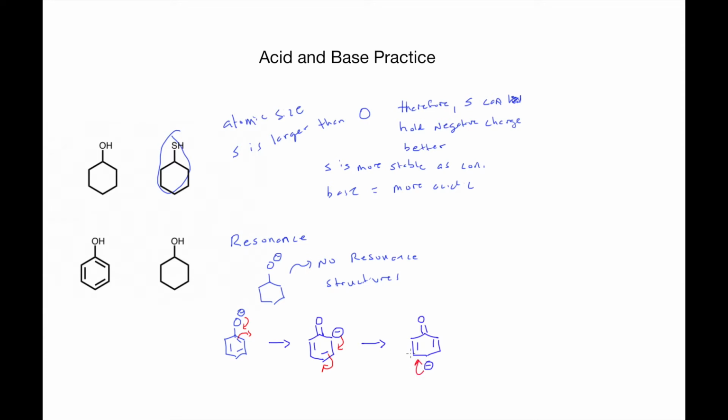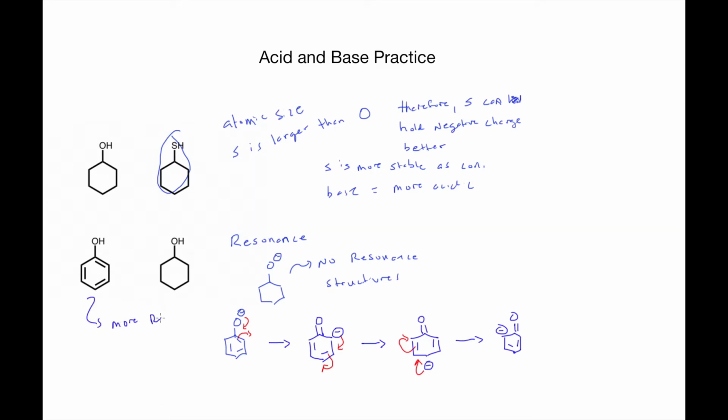So let me draw the last one here. And then you can see that I'm running on the end of the screen here, but the negative charge is now on the carbon to the left of the C double bond O.